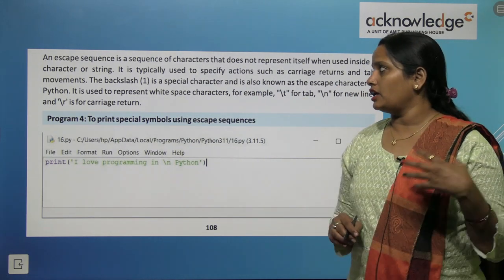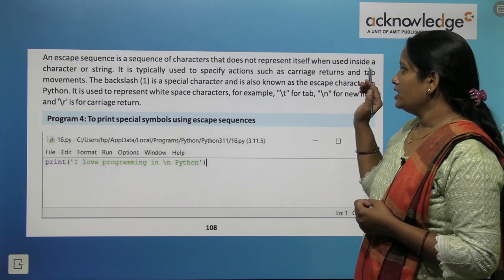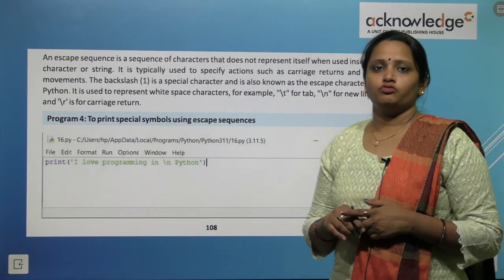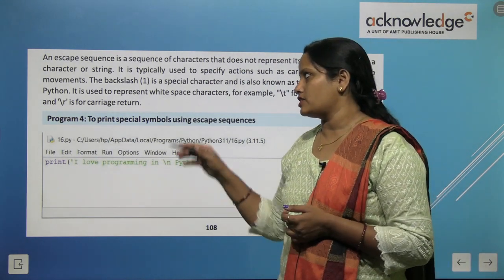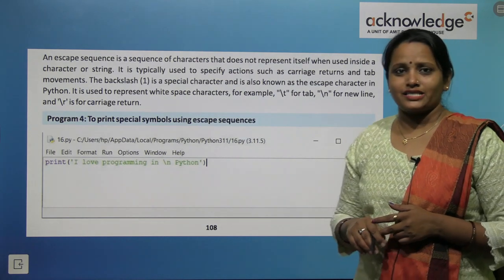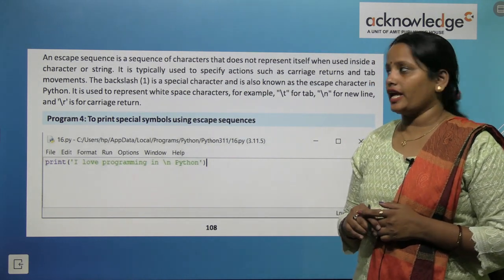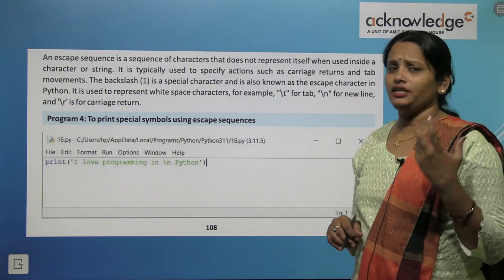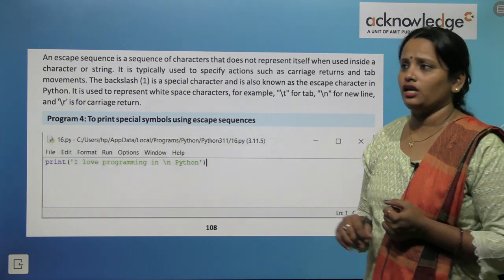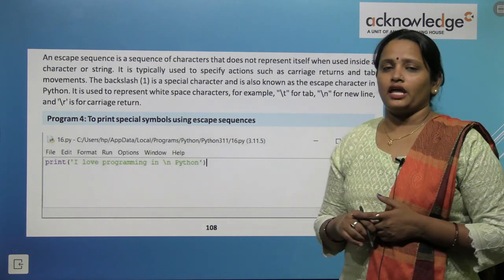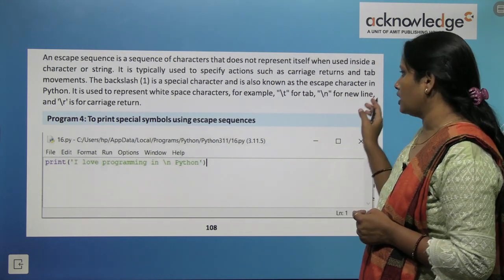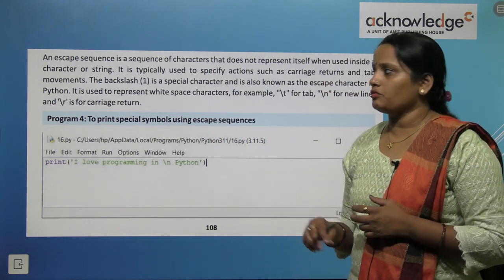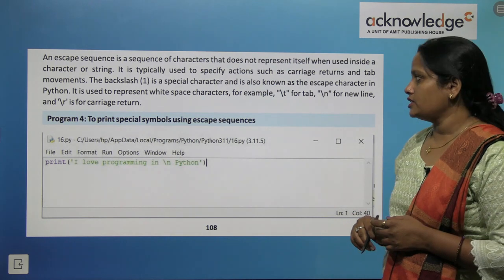इसे specify किया जाता है किस तरीके से? For carriage return या फिर tab movement, इन दोनों के लिए specify किया जाता है. The backslash क्या होता है? Is a special character and is also known as the escape character. ये एक अलग तरीके का special character होता है और इसे escape character के भी नाम से जाना जाता है. In Python it is used to represent white space.